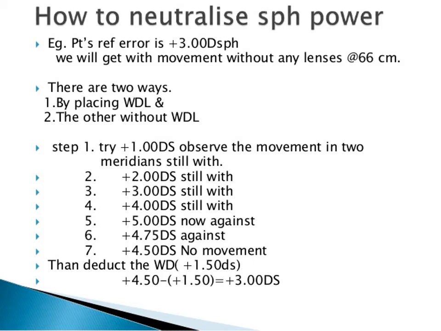For 66 centimeters, we have to subtract plus 1.5 diopter. So plus 4.50 minus plus 1.50 equals plus 3. So the final refractive power, the spherical refractive power, is plus 3.